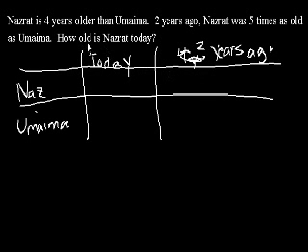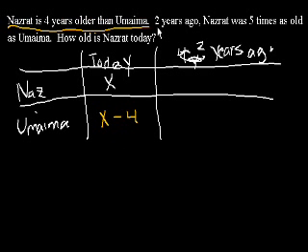Okay, so we're trying to solve for X. How old is Nusrath today? So let's just say Naz today is equal to X. It says Nusrath is 4 years older than Umama. So this piece of information up here, let me underline it. Nusrath is 4 years older than Umama. Well, that tells us that if Nusrath is X, then Umama today is going to be X minus 4, which makes sense because Naz is 4 years older than Umama.